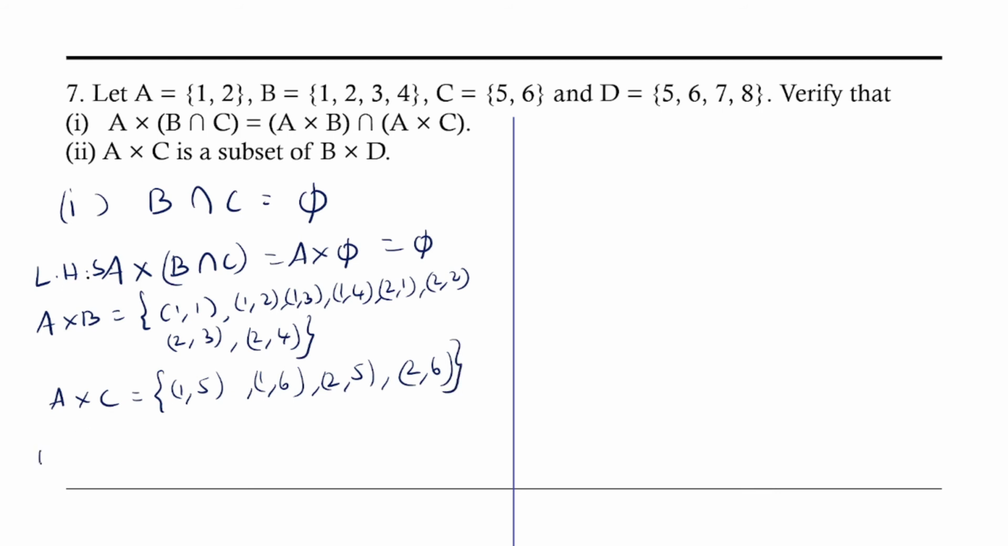Now let us take the right hand side. The right hand side is (A cross B) intersection (A cross C). Here we can see that no elements are common in these two cross products. No ordered pairs are common in these two cross products. So it means (A cross B) intersection (A cross C) is equal to the null set phi. This is equal to the left hand side. Now coming to the second subdivision.